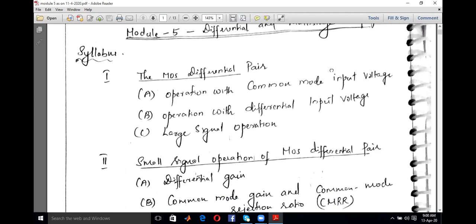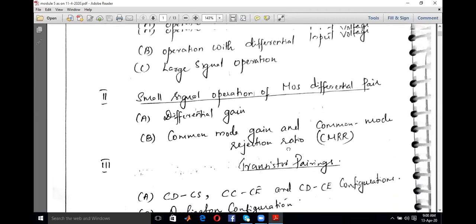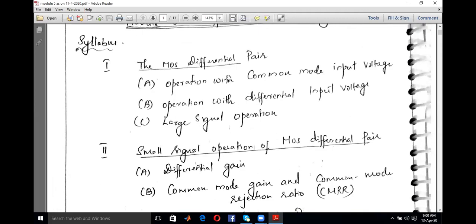So this is the syllabus of the fifth module. Here we are going to deal with the MOS differential pair, followed by its small signal operation and multi-stage amplifiers. As you are aware, the MOS differential pair has two different modes of operation: one is common mode and another one is differential mode. So we'll be dealing with the working of this MOS differential pair in these two configurations.